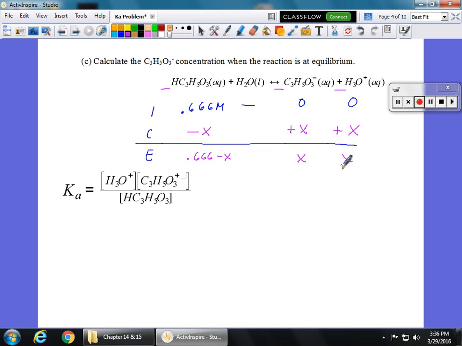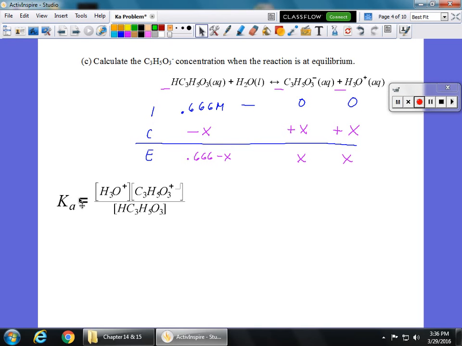And we're going to substitute these values into the equilibrium expression, right? We already know what the Ka is. It's given to you in the beginning of the problem, in the prompt. And that Ka value is 1.38 times 10 to the negative fifth. That is equal to, okay, we're going to substitute in the hydronium, which was X, and the conjugate base, which was X. And we're going to put that over our acid, which was 0.666 minus X.